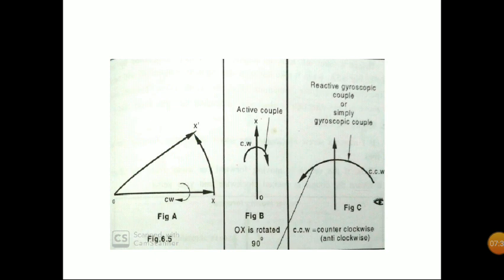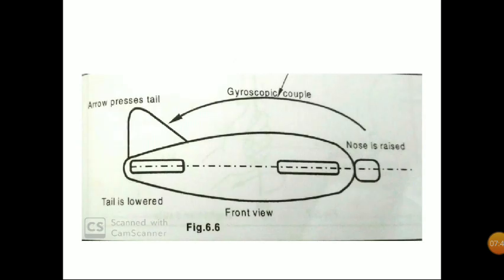So what will happen when it is rotating in counterclockwise direction? The same is shown in figure C. You can see that the gyroscopic couple is rotating in counterclockwise direction, and the arrow points towards the tail, right? So the couple presses the tail. The effect is that the tail moves downward and the nose moves upward. So the tail is lowered and the nose is raised. This is a simple concept of the gyroscopic effect on aircraft.